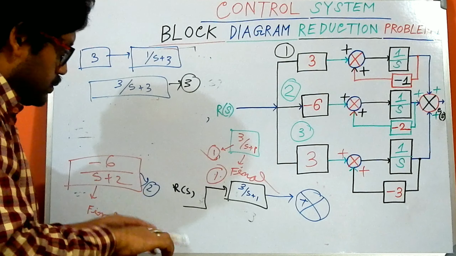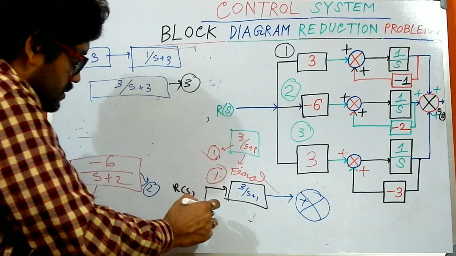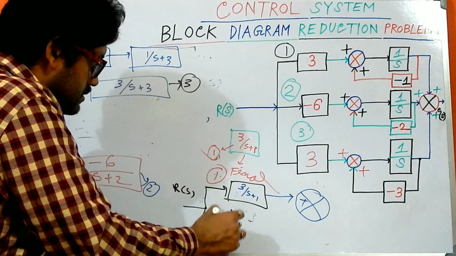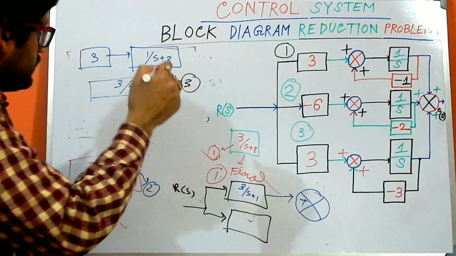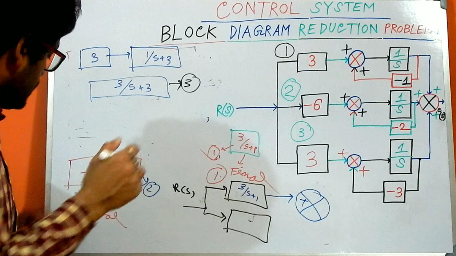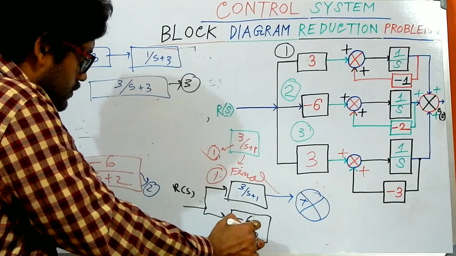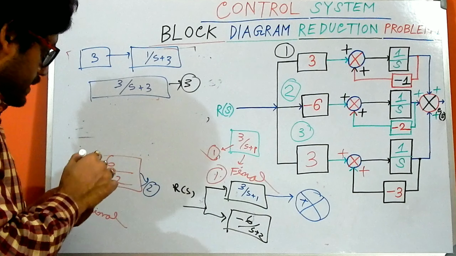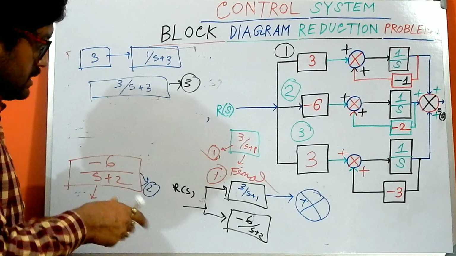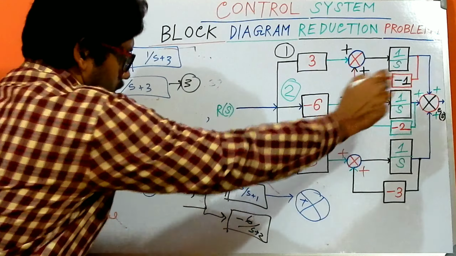So for number 2, the blocks look like this one. 3 divided by S plus 1 for number 2, minus 6 divided by S plus 2. Okay, which is my number 2 line, this one. This one also has a plus.